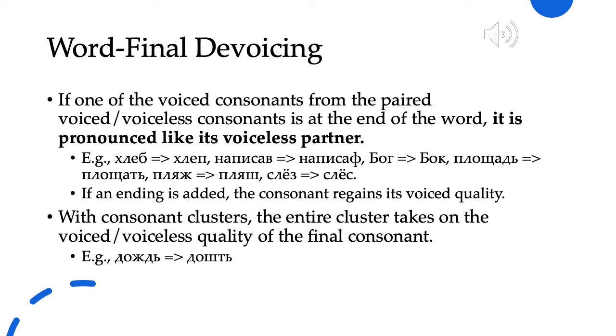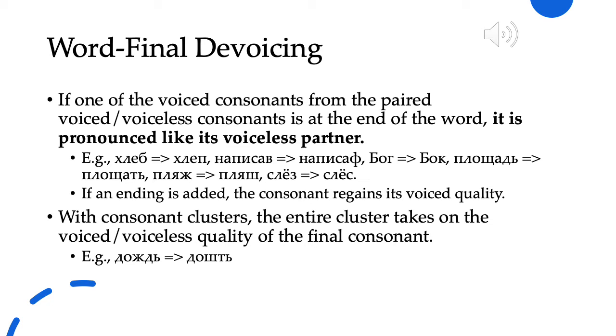But if you are a heritage speaker and you find this confusing, the thing to do is to add an ending. If you're not sure whether the correct spelling of a word should have the voiced or the voiceless consonant at the end, for example, if you hear chliop and you're not sure if it should be written with a pe or a ba, just add an ending. And as soon as you add an ending, the underlying quality of the consonant as either voiced or voiceless will come through.